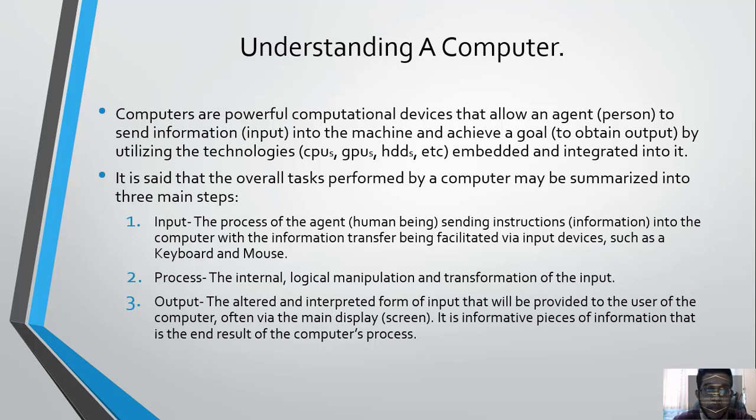Number three, output. The altered and interpreted form of input that will be provided to the user of the computer, often via the main display screen. It is informative pieces of information that is the end result of the computer's process.